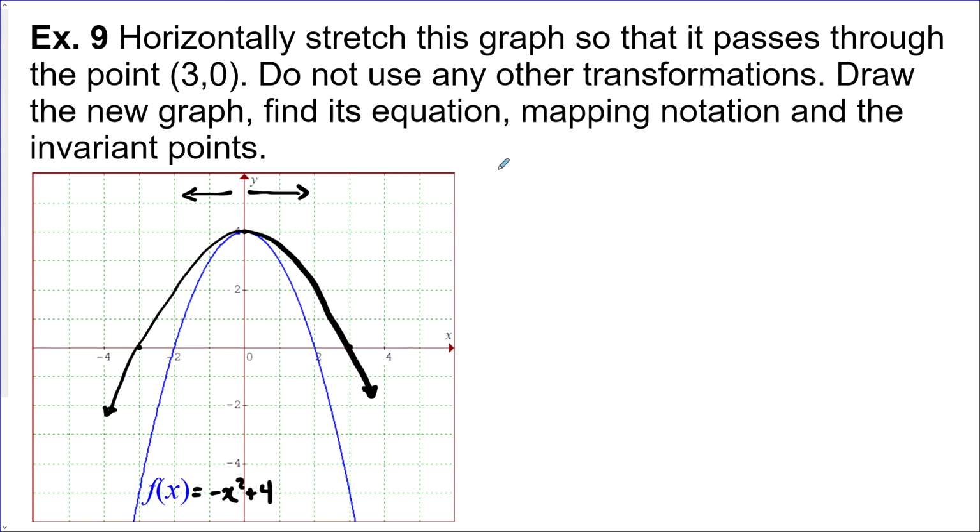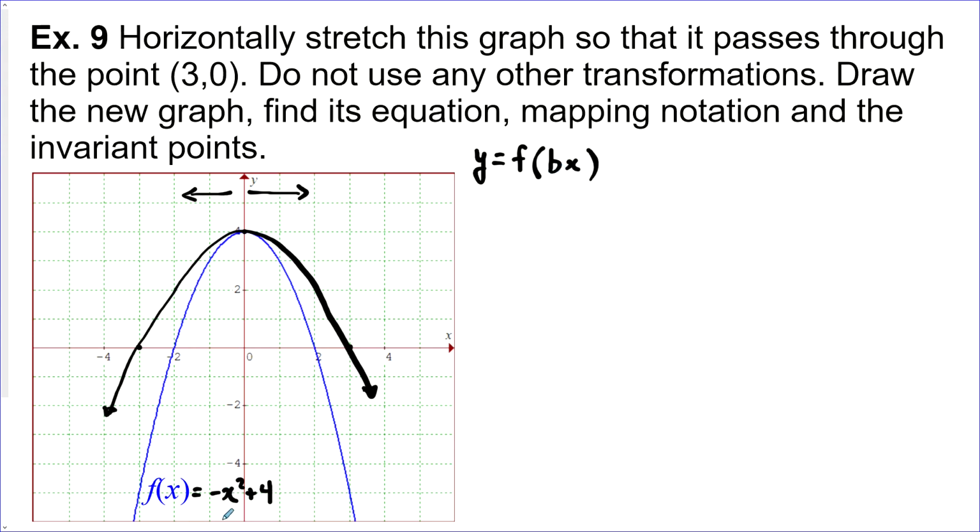So I can write the transformation in function notation using the f of x. And that would be something like this. We have y is equal to f of. And there's a horizontal stretch, so that means we're working inside the function. So I'm going to use a b for that horizontal stretch. And I just need to figure out what that b is there.